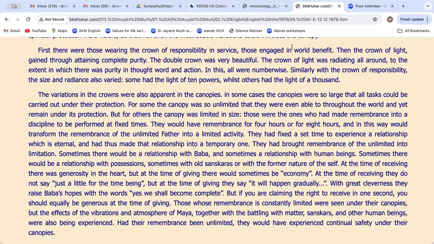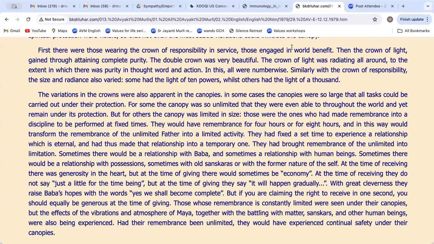With great cleverness, they raise Baba's hopes with the words saying, yes, Baba, we shall be complete. Baba, don't worry, we will be complete and perfect. Banenge, ban jayenge, the language of ge, which is ge in Hindi. But if you're claiming the right to receive in 1 second, you should equally be generous also at the time of giving.